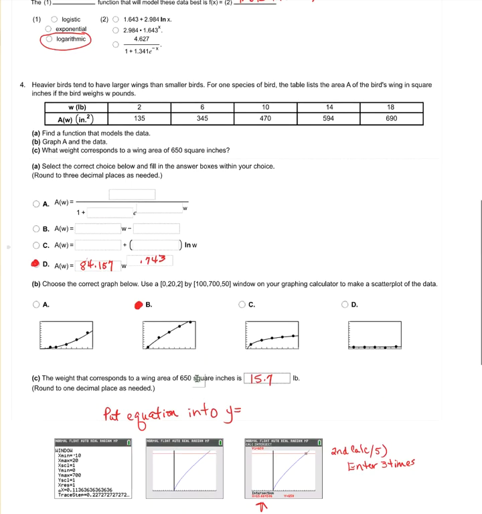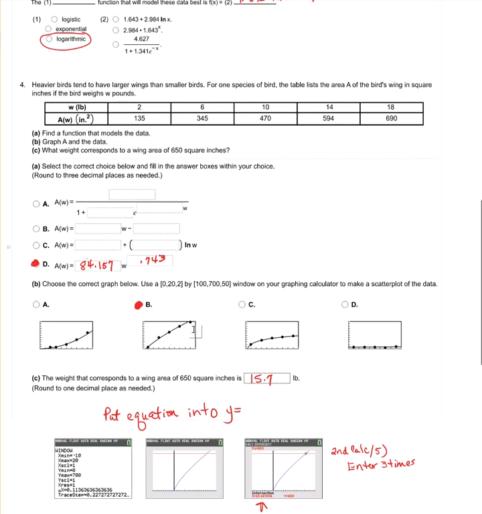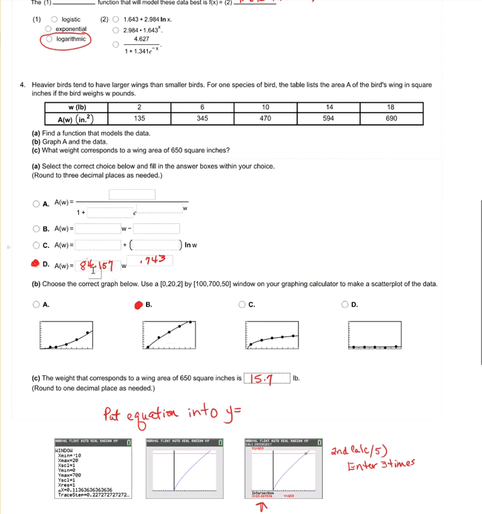Number 4, I guess we just have 4. So number 4, find a function that models the data. For one, heavier birds tend to have larger wings than smaller birds. For one species, the table lists the area of the bird's wing in square inches, and this is the bird's weight in pounds. So we're going to put that in our calculator, and we should get something like this. And it looks exponential. Let's see. Yeah, that should be exponential. And it's going to be 84 point, let's just do this together.